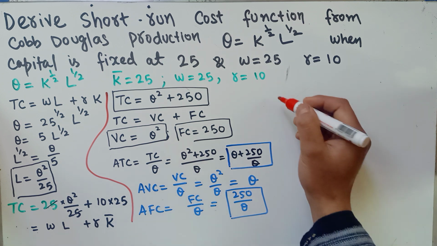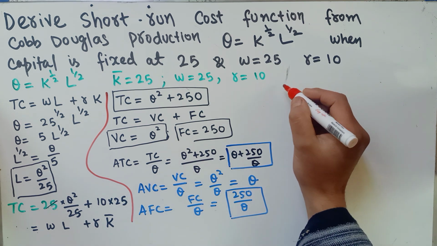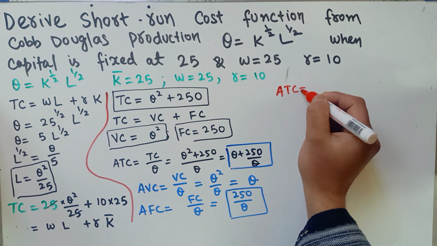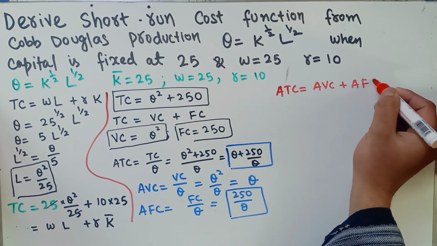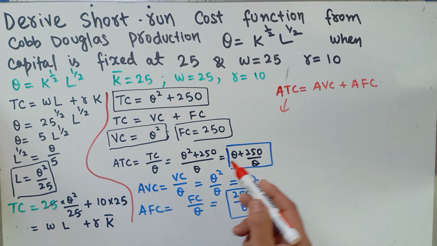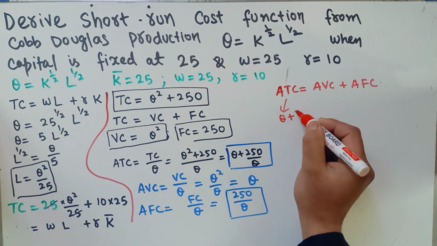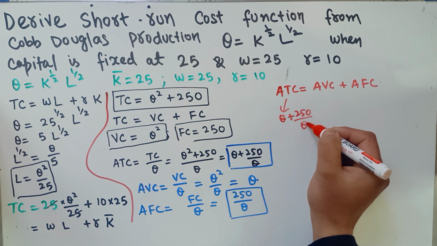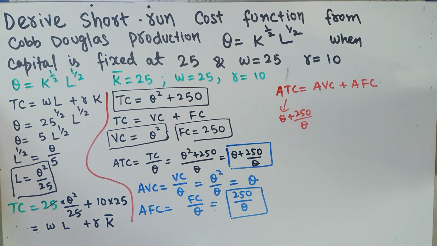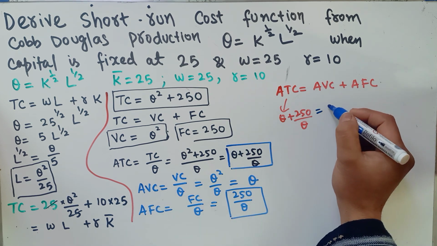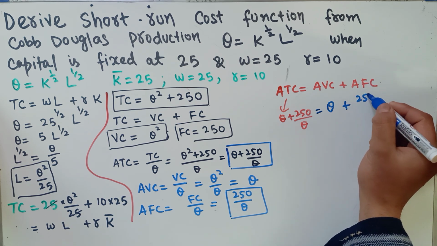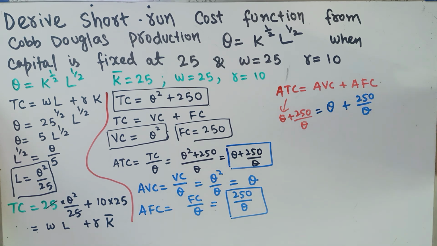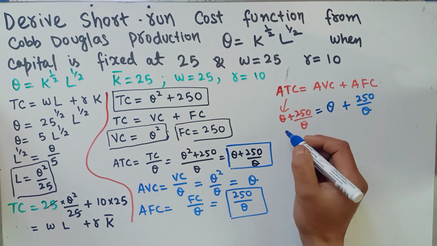Here you can see our average total cost is equal to average variable cost plus average fixed cost. Why? Because the average total cost we calculated is Q plus 250 upon Q, and the average variable cost we calculated is Q, and the average fixed cost is 250 upon Q. So this relationship holds here.